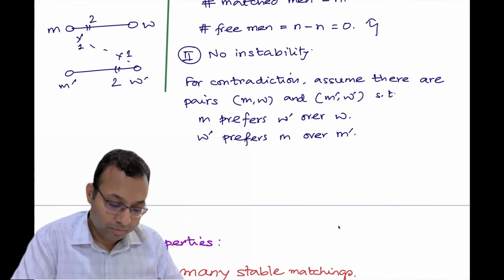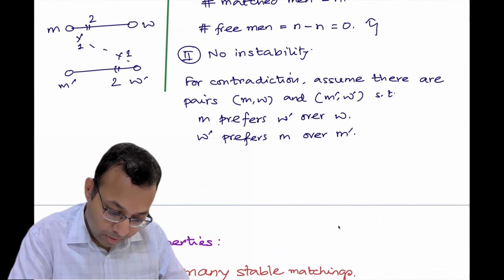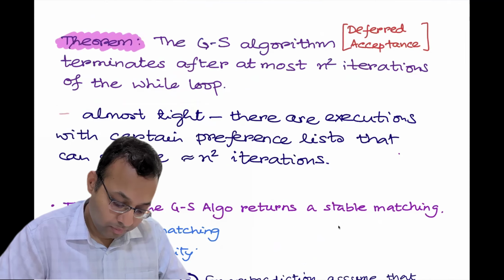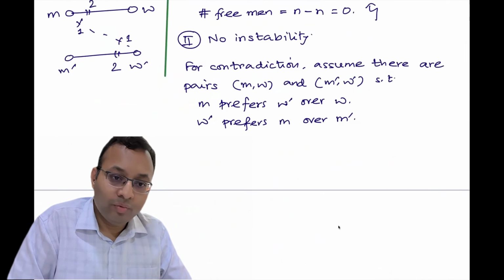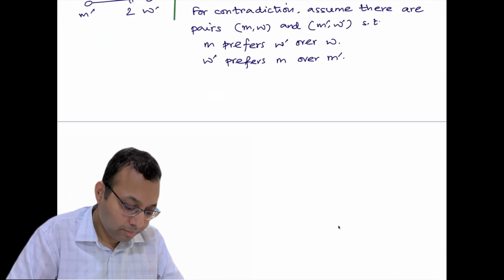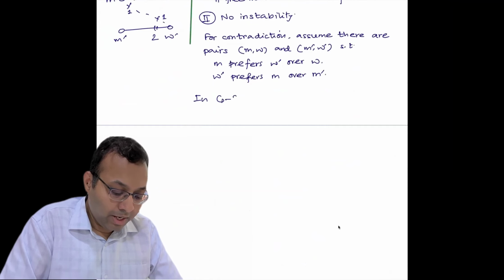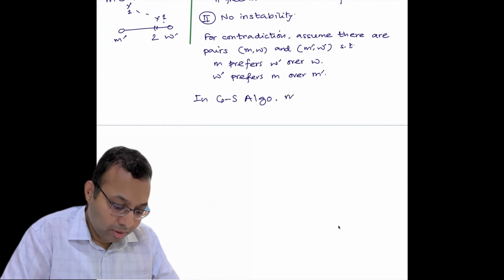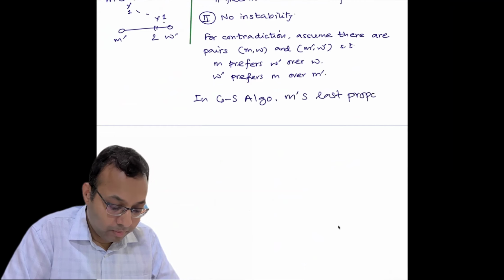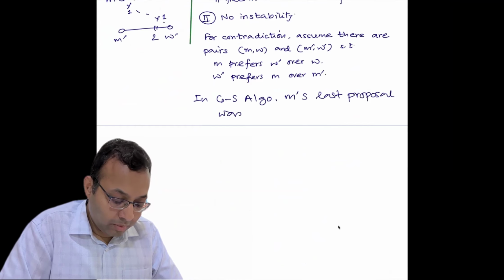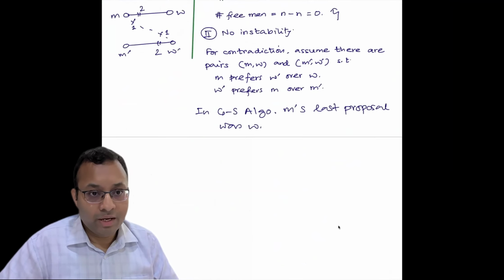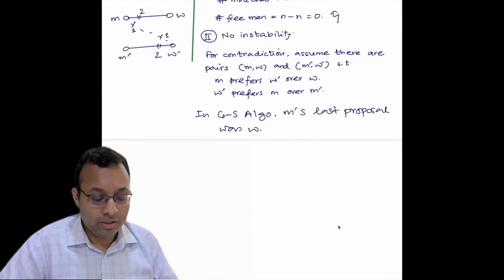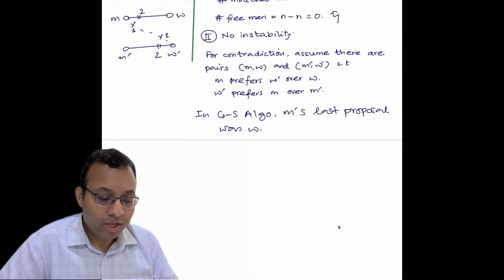Now, let's look at the algorithm. What we have from the algorithm is, in the Gale-Shapley algorithm, M's last proposal was W. If you remember, the way the algorithm works is M will propose according to his order of preference, and as M was matched to W at the end, he will not propose after W. So W was the last proposal in the algorithm.